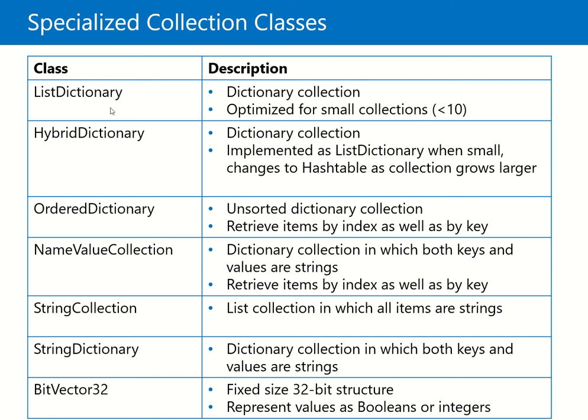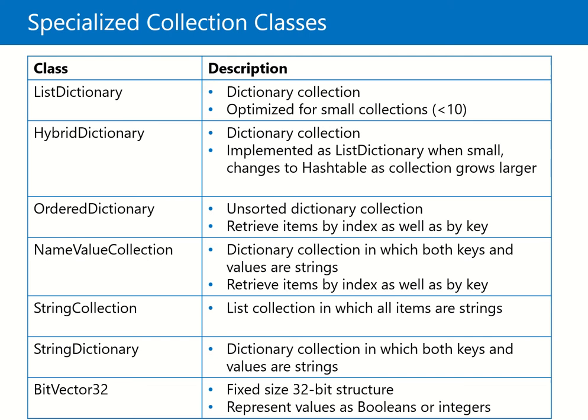Usually this one is for small collections, less than 10 items. HybridDictionary is also a dictionary collection you can use where you cannot estimate the size of the collection. So let's say you're not sure what the size of your collection is, use HybridDictionary.